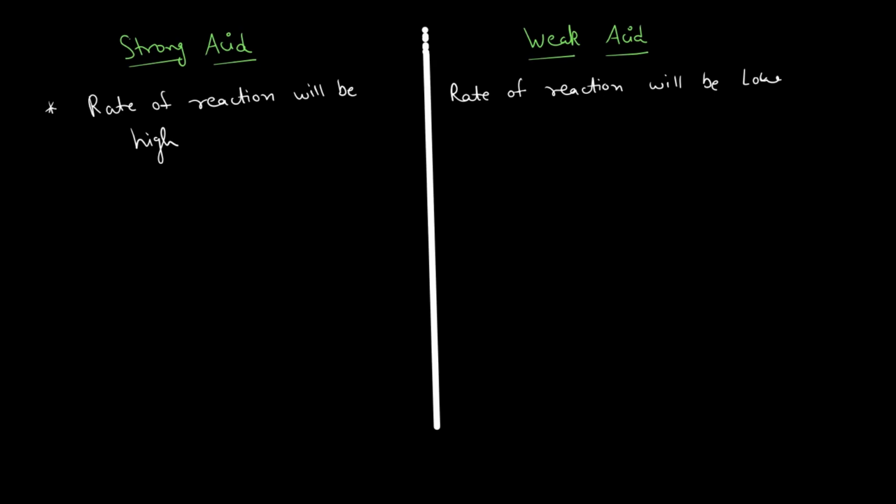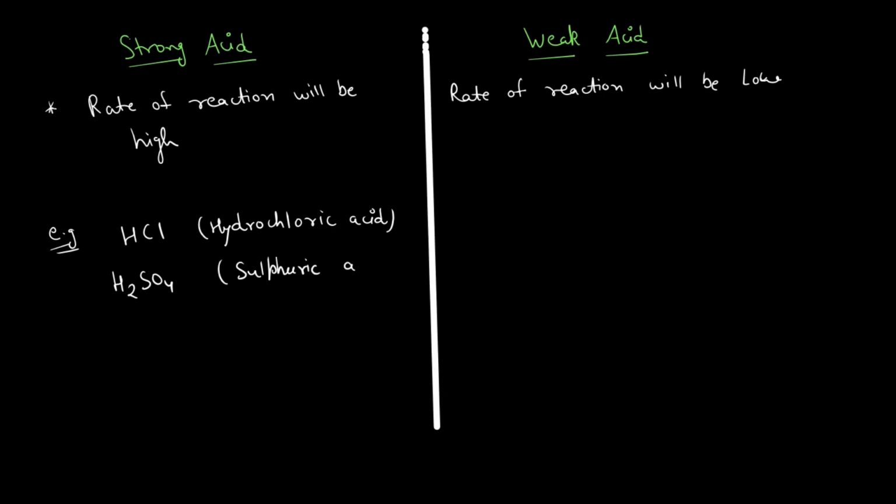Okay, so I give you some examples of strong acid and weak acid that you must know. HCl, hydrochloric acid, is a strong acid. H2SO4 is a strong acid. This is sulfuric acid. HNO3 is a strong acid. This is called nitric acid.